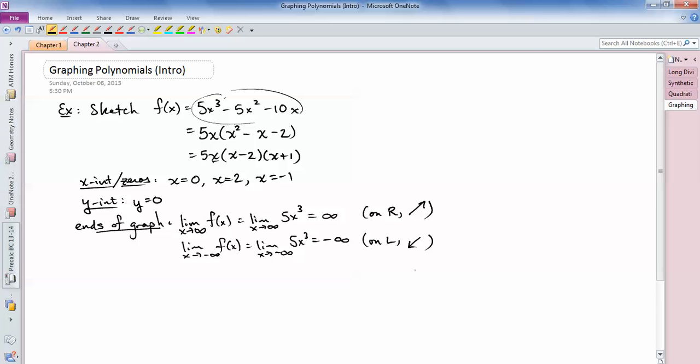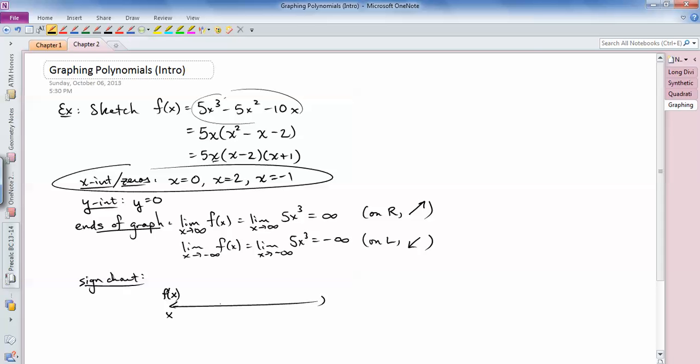What else can we do? We've done sign charts a bunch, so let's take a look at the sign chart. Here we go. We'll put the y values on top, the x values on the bottom. Significant things for a sign chart: when was the function 0? It was 0 when x was -1, it was 0 when x was 0, and it was 0 when x was 2.